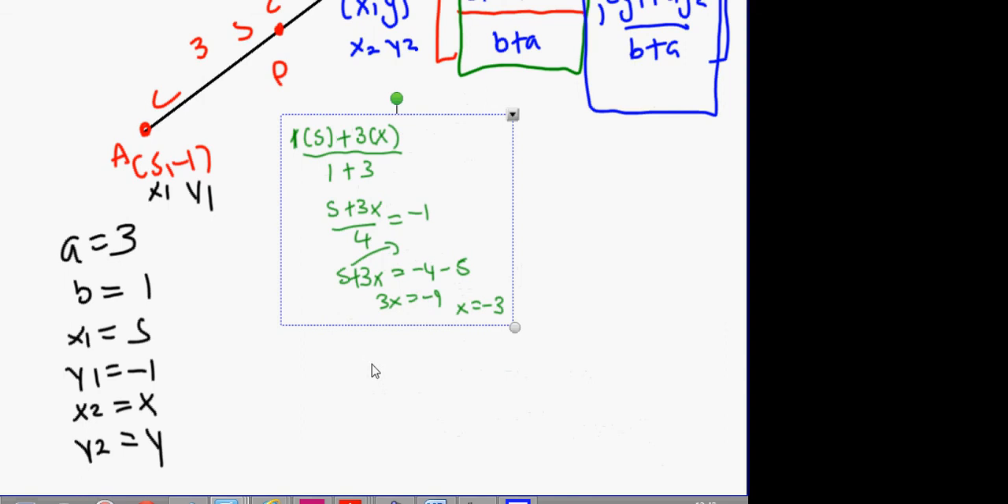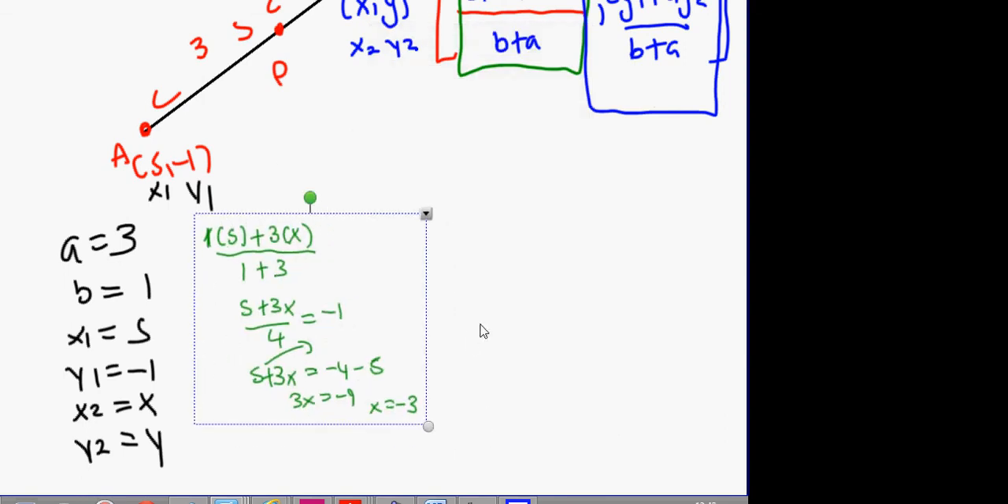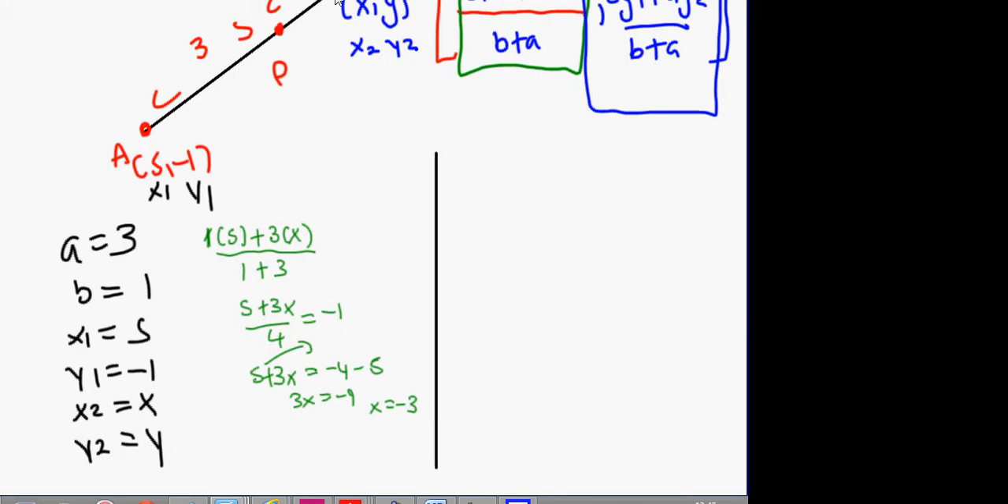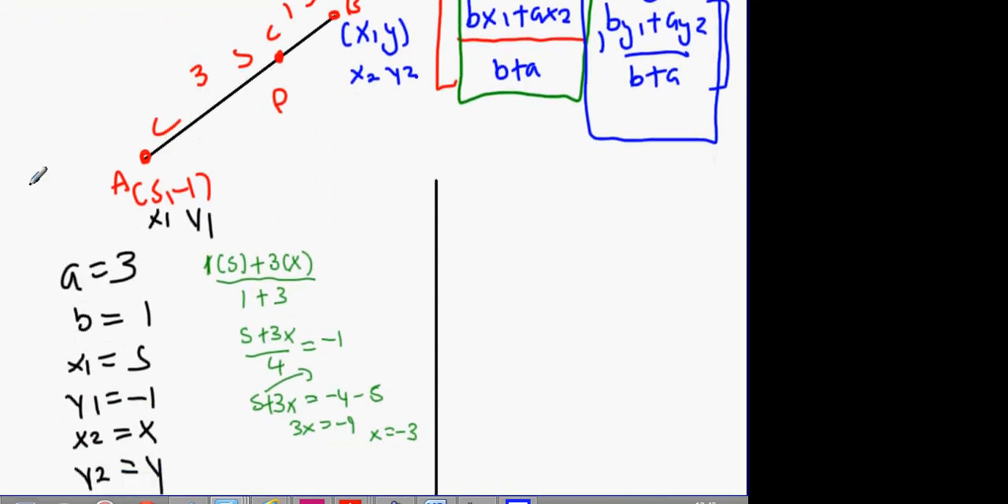We'll just shrink it there. Leave it here. Okay, now I'm on the blue part. On the blue part, we know that it's the Y values, and we know that the answer has to be 8. So it's By1, which is 1 times y1, minus 1, plus Ay2, which is 3 times y, all over B plus A, which is 1 plus 3, which is 4. And then all of that has to equal the number 8. Once again, the bottom is going to be the number 4.